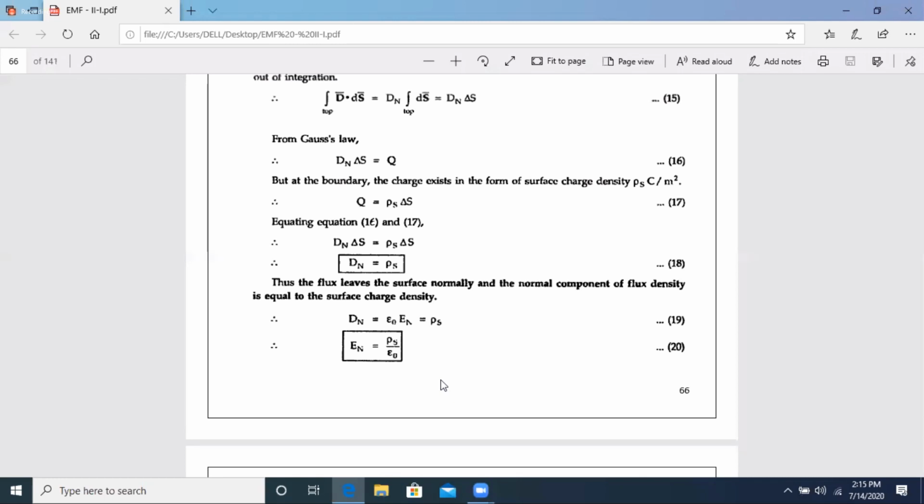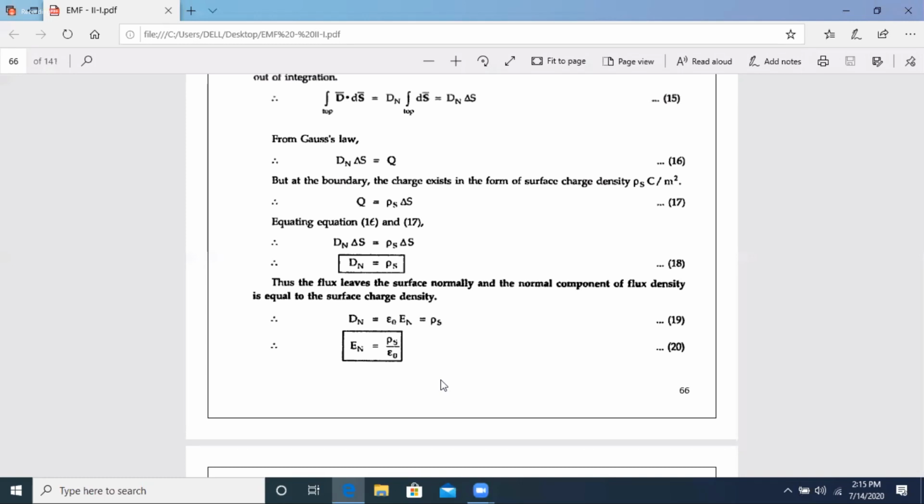So D normal 1 equals what? D normal 2. So what's D normal 2? The same value you got before for D normal 1. So what's E normal 2 now? That value divided by epsilon naught times epsilon R2. So what's the value for epsilon R2? 4.